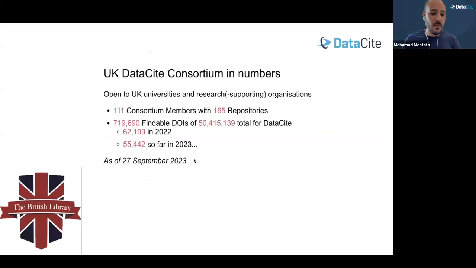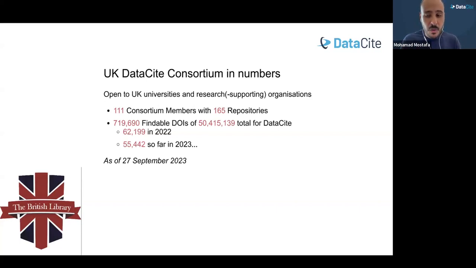I included here also a very interesting example. I always refer to this example to highlight the power and the sustainability of the DataCite consortium model. One of our most successful consortia is the UK Data Consortium in the United Kingdom. It's being led by the British Library, and within this consortium, as of September 2023 last year, we have 111 consortium members.